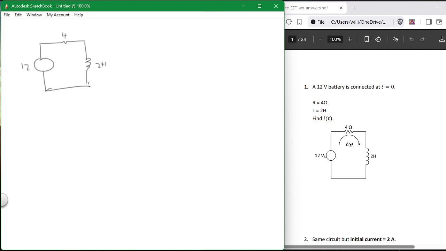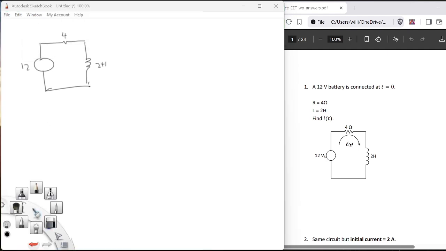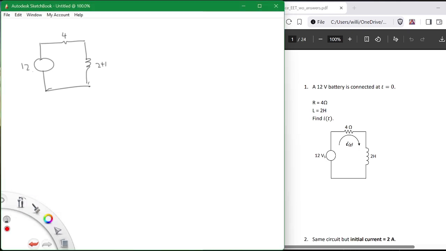Well, i of t, let's convert to the S domain. Okay, so let's just turn to the S domain. Let's go with window, let's go to Lagoon, and let's go with a different color. Let's go with red. Okay, so it's 12 over S here. It's 4 here, and instead of the 2 henries, it's 2S. So we now have a process that we can use in the S domain. So now let's see what would be I.